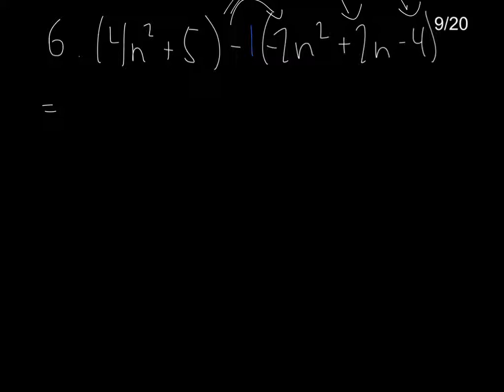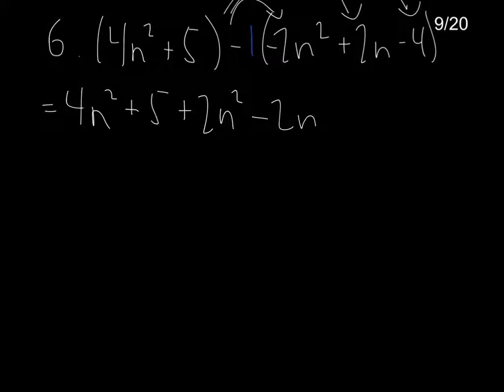So let's evaluate this without the parentheses. The first part here will stay the same because we're not distributing anything. So it's just 4n squared plus 5. And when we do this, we do negative 1 times negative 2n squared makes positive 2n squared. We do negative 1 times positive 2n is negative 2n. And then we've got negative 1 times negative 4 makes positive 4.